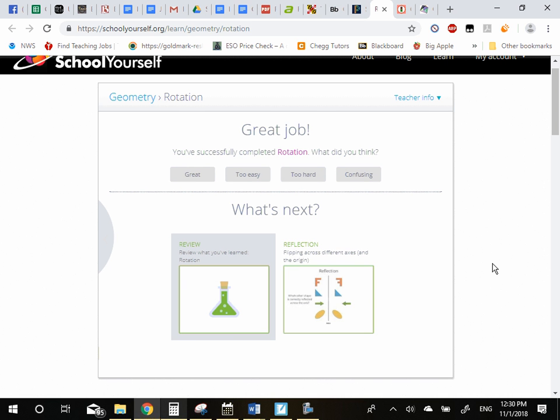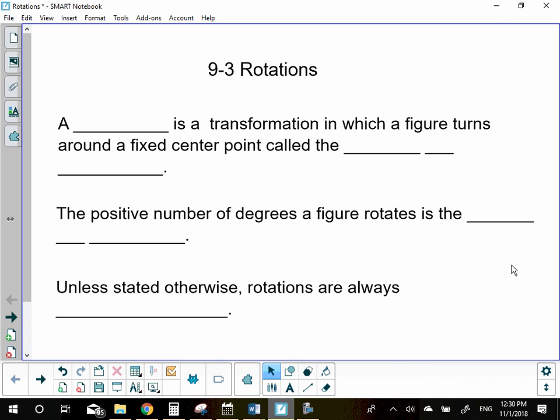So what are we talking about today? Rotation. So far we've gone over translations, just sliding your figure around. We had reflections, which are basically like flipping it. And now we're doing rotations. Now we're learning how to kind of move it around in a circular pattern. So based off what we just learned, what kind of transformation turns around the center point? Rotation.